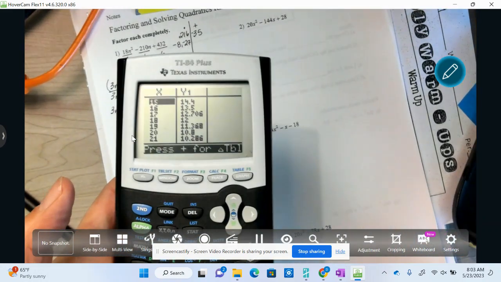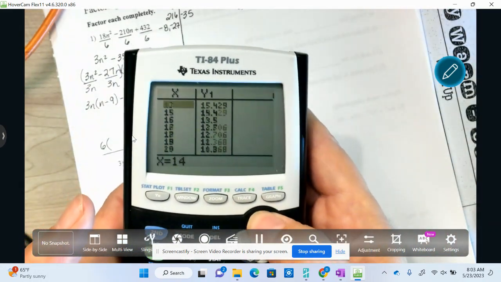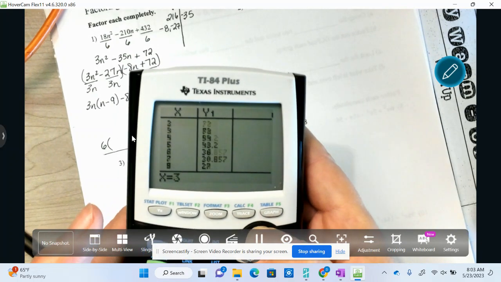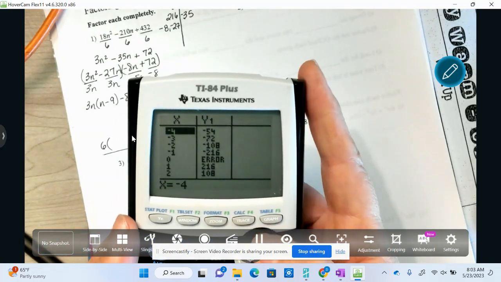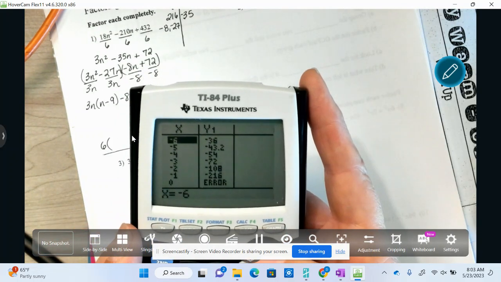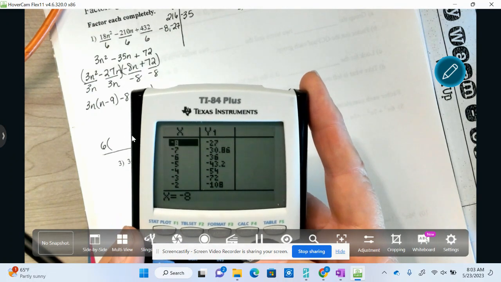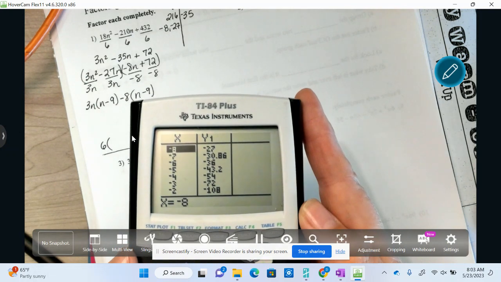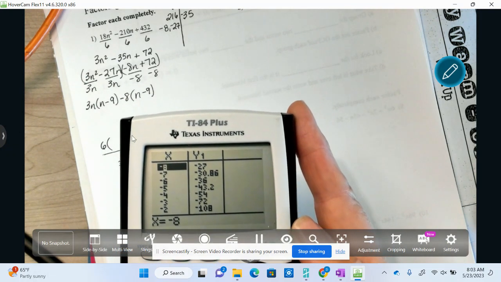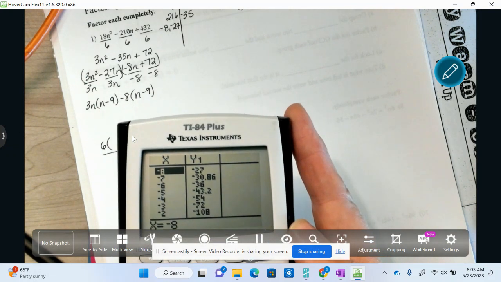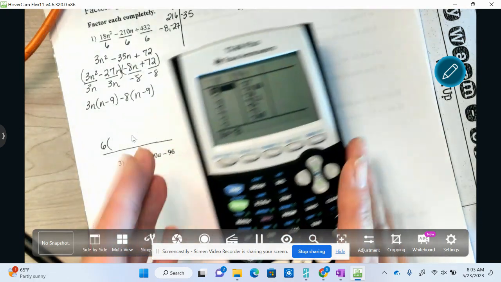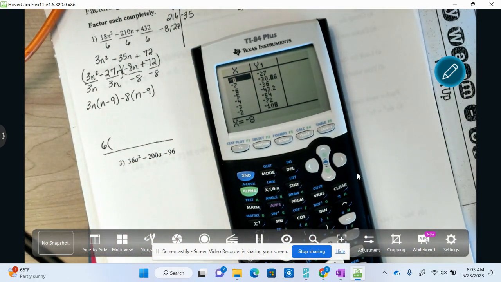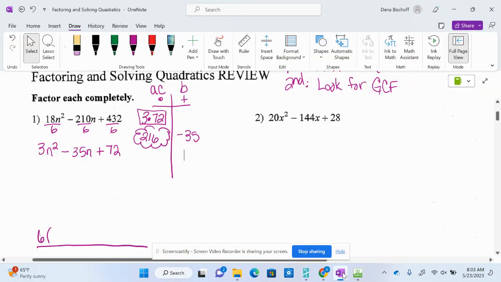You guys have to know how to do this. We know that our factors are going to be negative. So I'm looking for two numbers that I can multiply together to get 216, that when I add them, give me a negative 35. Negative 27 and negative 8. So my two factors are going to be negative 27 and negative 8.